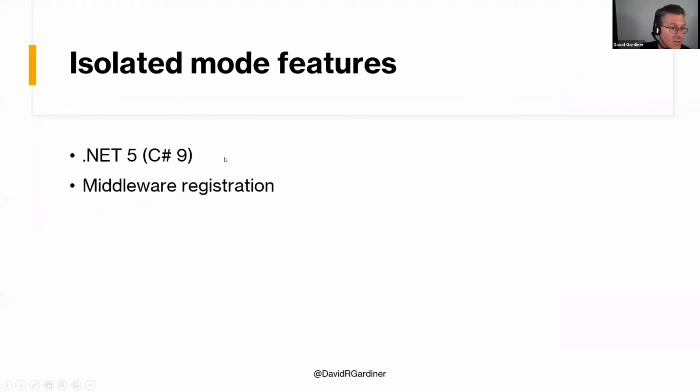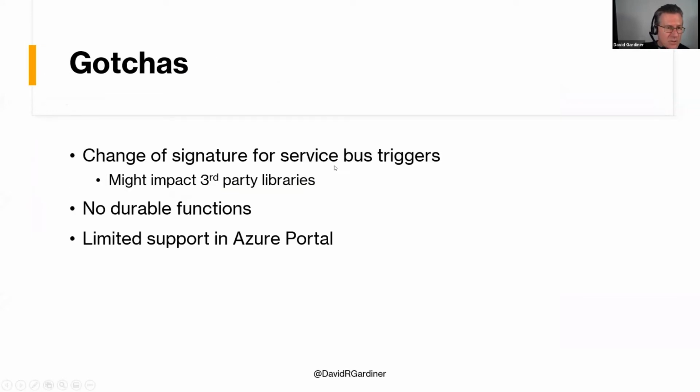The other nice thing is we're using .NET 5 so we can use C# 9. So if there are language features in C# 9, we can use those now, which is kind of nice. Are there any problems? Well, there are some. As far as we've seen, the change of signatures, particularly for service bus triggers. So if you've got a 3.1 function, it's probably not just a simple change the target and recompile. There's probably going to be some breaking changes if you wanted to do that. I've also flagged no durable functions.